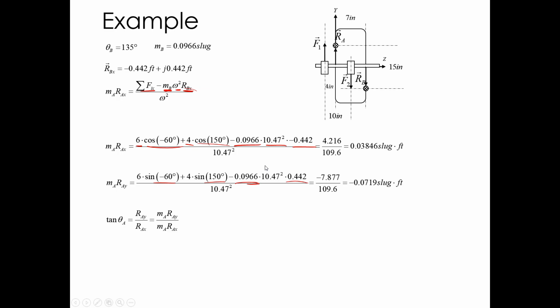Go to the tangent equation. Again, that's tangent. The angle for the A balancing weight is going to be the Y component over the X. Multiply top and bottom by MARAY. So multiply both by MA, and I can just directly put these things in and find the angle. Again, 2-parameter arctan, I get negative 61.8 degrees.